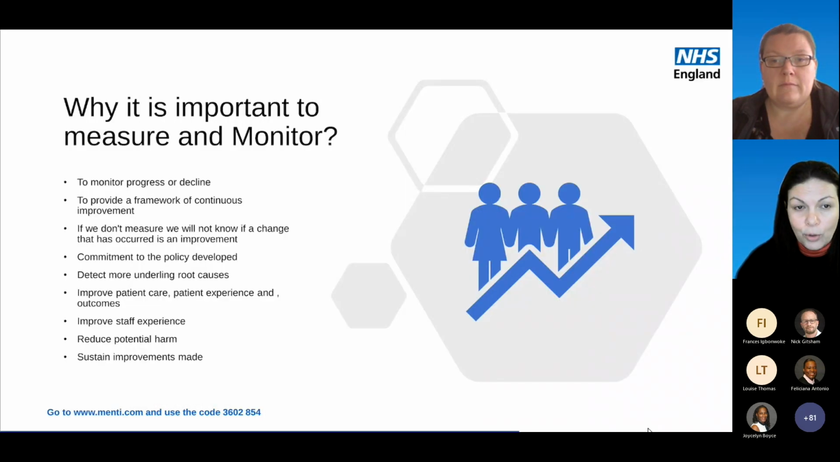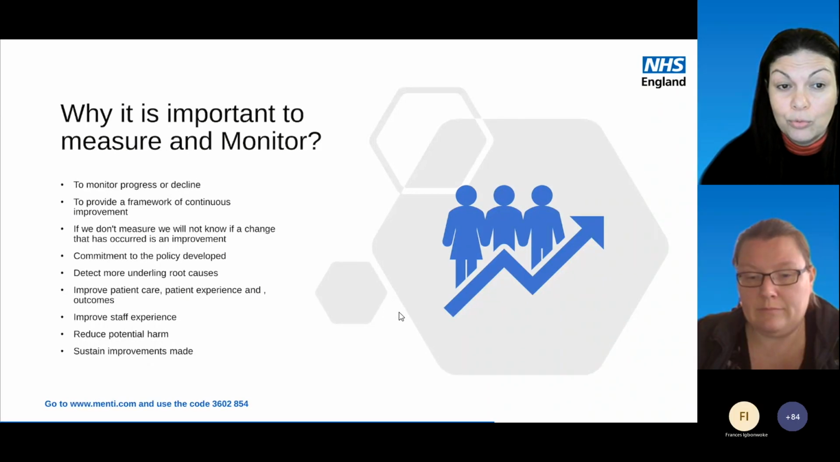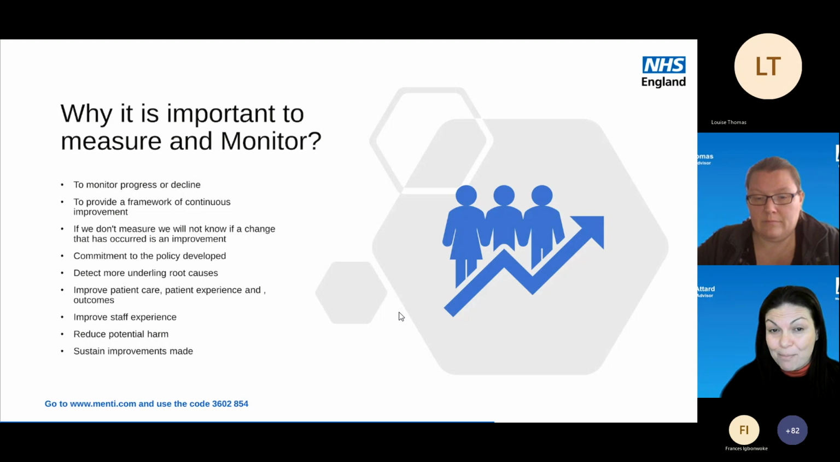So to start with, we all know that measuring and monitoring is important, and the aspect of the access policy monitoring is important to actually see if there is any progress or decline, and to provide that framework of continuous improvement that we're all seeking. If we don't measure, it's quite difficult to know if a change has occurred. Also, as we heard so far, doing an access policy requires a lot of commitment from the organization and individuals. So actually committing to it by measuring it is really good.